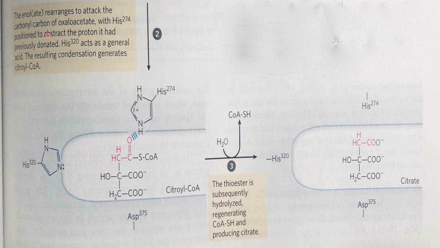So in the next step, the enolate rearranges, attacks the carbonyl carbon of oxaloacetate. Histidine is positioned to abstract the proton it had donated previously, and the histidine at the 320 point of the enzyme, 320 going from amino terminal to the carboxy terminal. That's a general acid, and you get acetyl citryl-CoA from this.